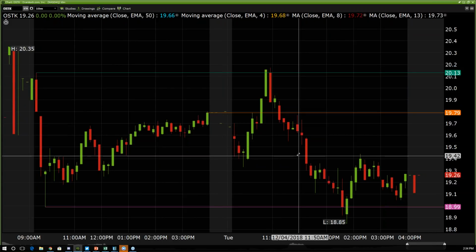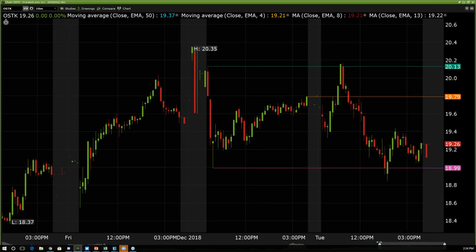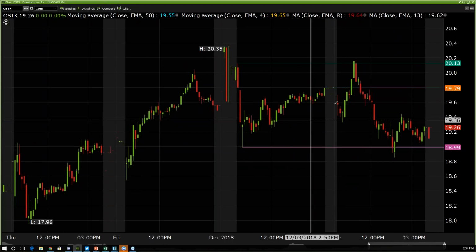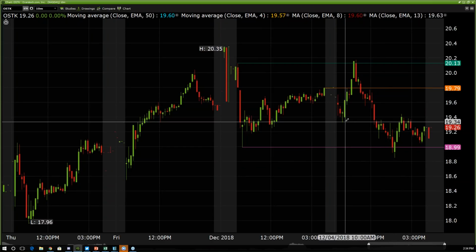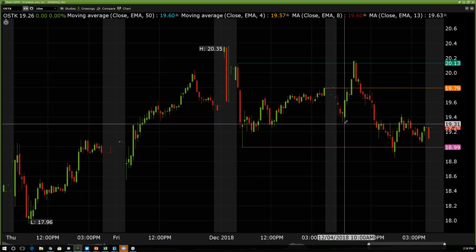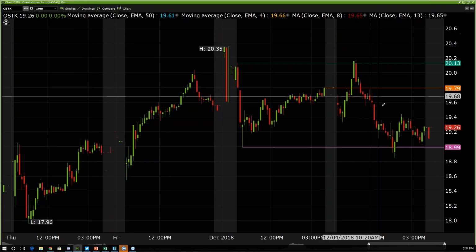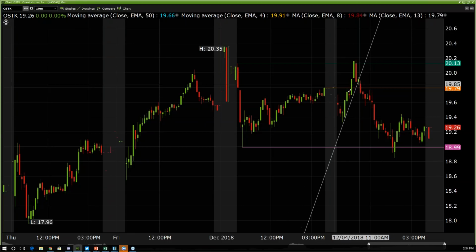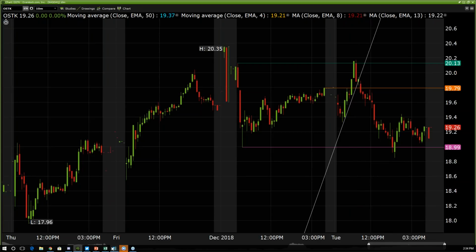So OSTK, let's take a look at this one. And let's say you were looking at the scanner, and let's say it's an EMA cross, crossing the, I don't know, 20 SMA or something like that to the downside. So EMA SMA cross to the downside. And let's say up here, when this trend broke, it started to cross that 20 SMA to the downside from 19.80. So 19.80, we know where the next low is. It's that support level at $19 down there.